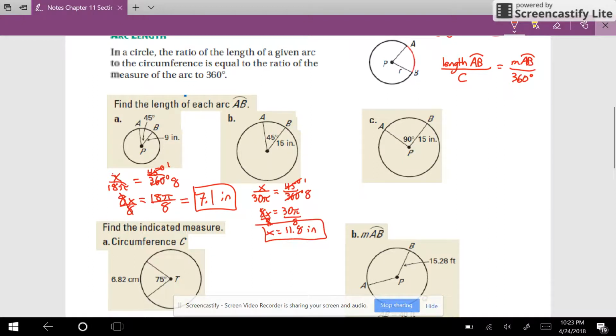Example C. The length of the arc, x, over the circumference of the whole circle. Well, radius is 15, so the diameter is 30, so 30 pi is the circumference. Degrees of the arc, 90 over degrees of the full circle, which is 360. That fraction simplifies to 1/4. Cross multiply, 4x is equal to 30 pi divided by 4. 30 pi divided by 4 is about 23.6. Still dealing with inches.